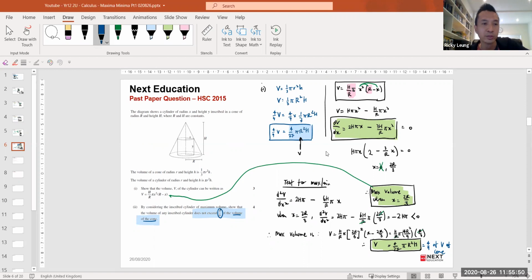So hopefully that was a good few worked examples for you to understand how to approach these maximum minima questions. Over the next few lessons, I'll do a few more varied questions, sometimes easier, sometimes harder, just to give you a bit more practice on how to deal with these questions.